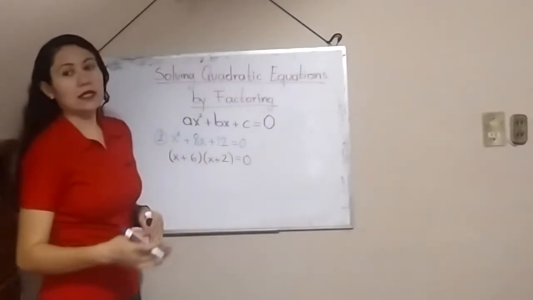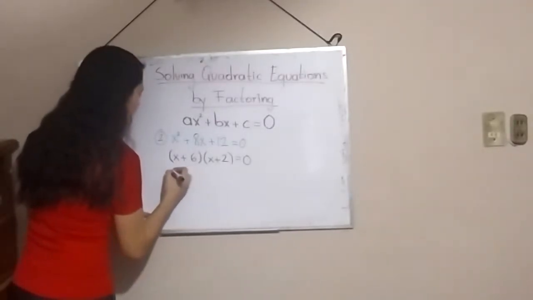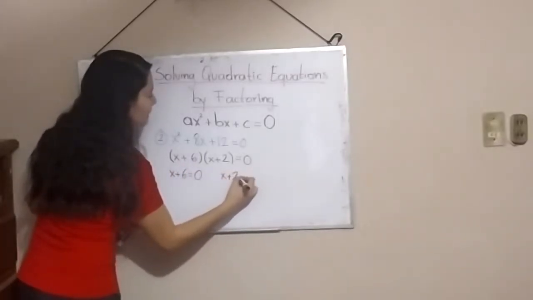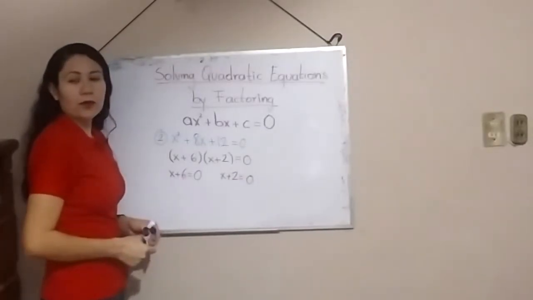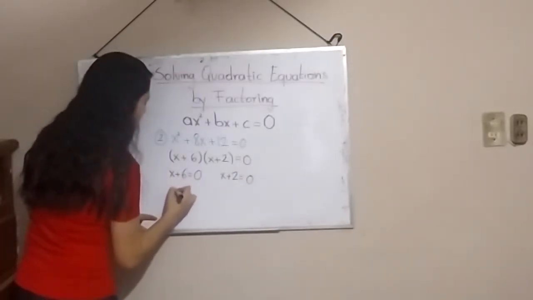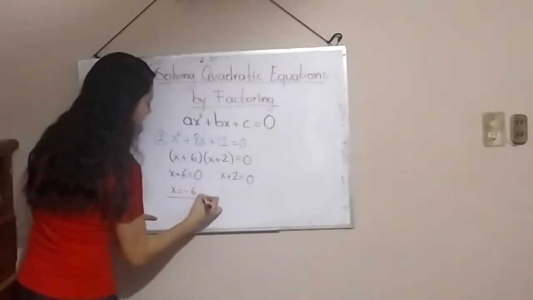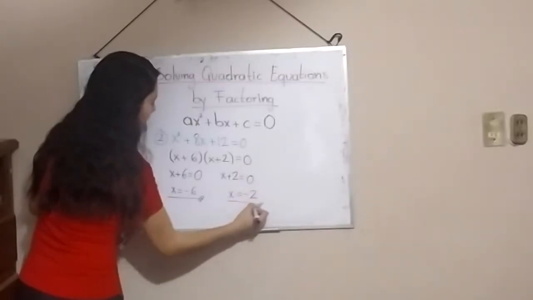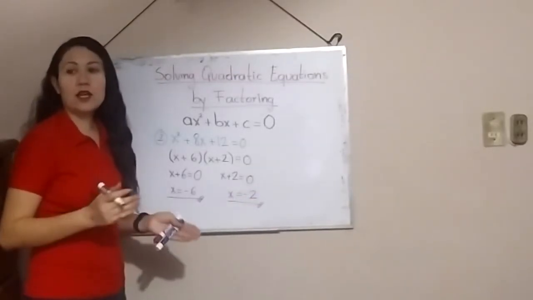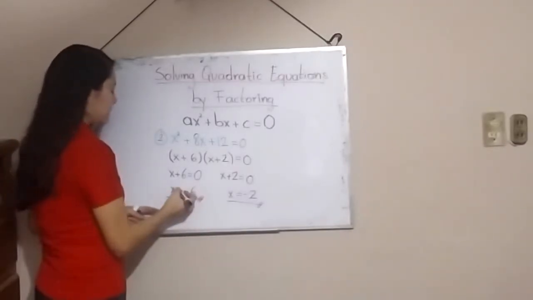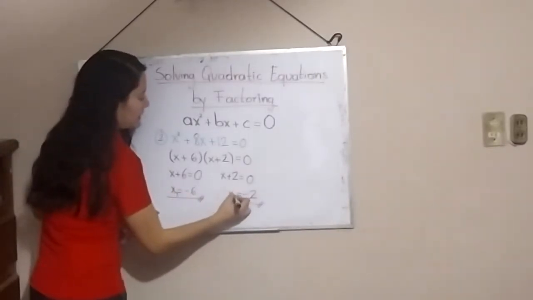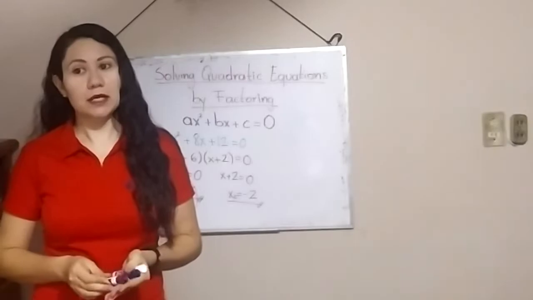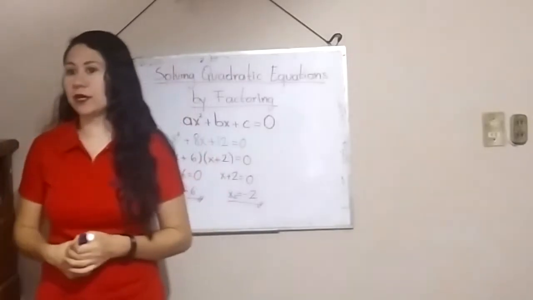Now let's apply the zero product property. x plus 6 equals 0 and x plus 2 equals 0. We solve the equations. x equals negative 6 and x equals negative 2. We can number our results by placing x1 and x2. It doesn't matter the order, both of them are correct answers, but you need to have both.